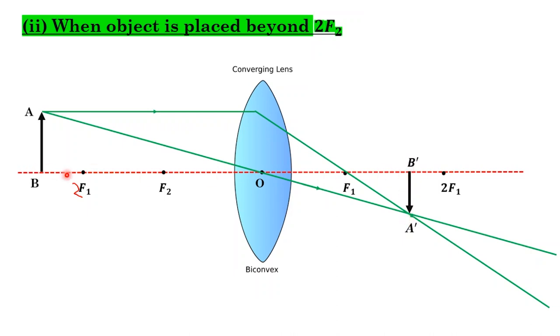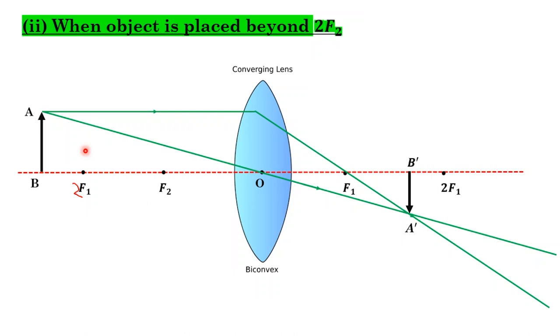Now, whenever an object is placed beyond 2F1, its image will be formed between F1 and 2F1. This you should note. Whenever an object is placed beyond 2F1 or 2F2, its image will be formed between F1 and 2F1. This is 2F2 actually, it is a misprint. Clear?